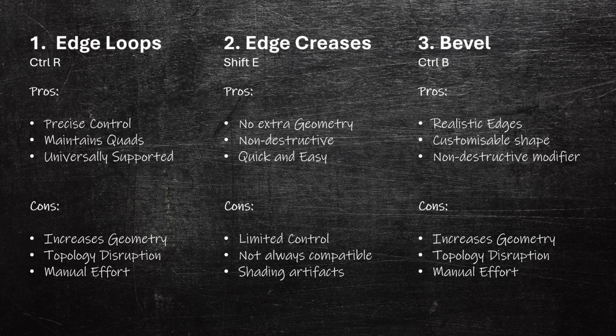So these are the three methods that I use most often for controlling supporting loops in Blender. I don't think one is better than any other. Actually, I usually use a combination of all three to get the results that I need.